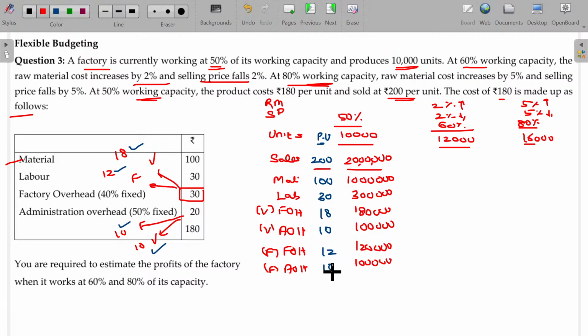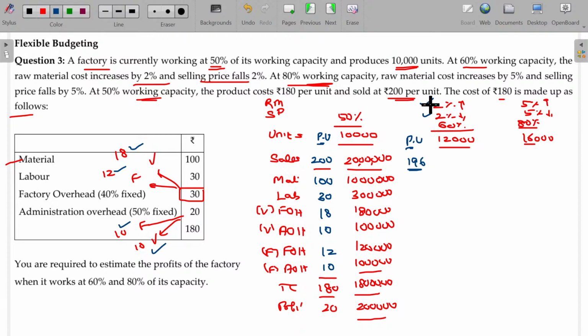Okay. Now total cost being 180 per unit, 18 lakhs for 10,000 units. Then your profit being 20 per unit, 2 lakhs in total. So when you move to 60% level of operation, the per unit sales value decreases by 2%, 4 rupees will go down. So 196 will be your revised sales price.